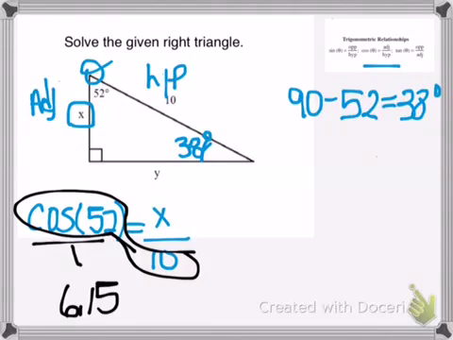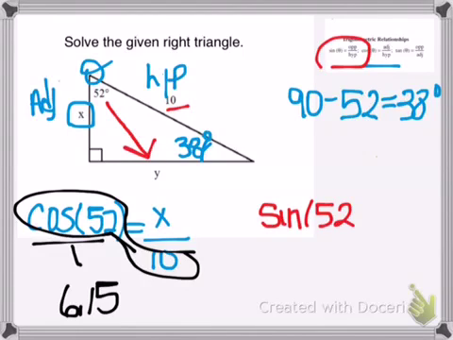The only other thing I have left to find is y. So if I want to find y, I notice y is opposite theta. So if I can use opposite and hypotenuse, that would be sine. So I could say sine theta, which again is 52, equals the opposite side, which is y, over the hypotenuse, which is 10. So again, I want to make it a proportion to solve.